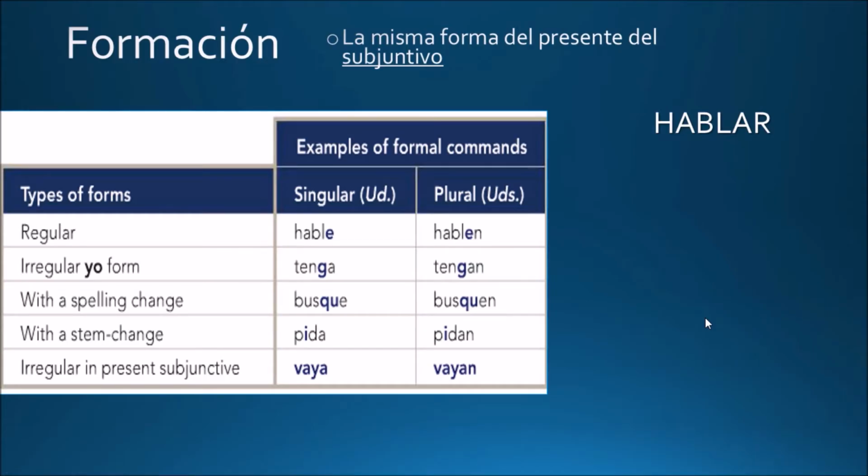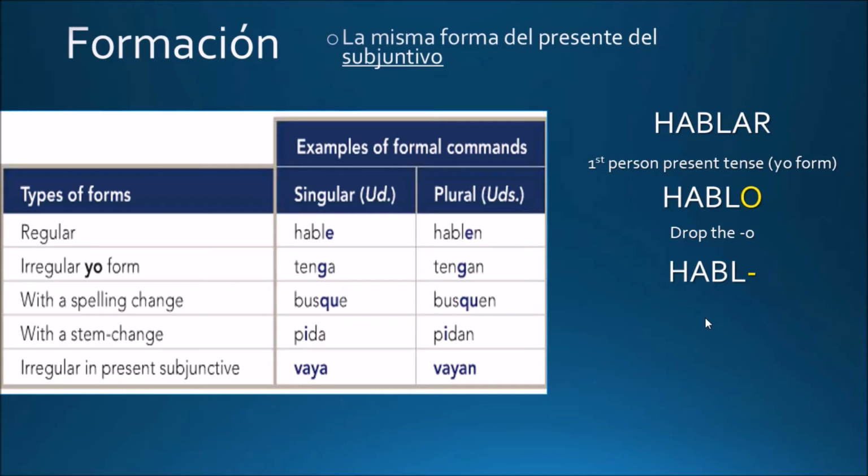Our first step is go to the first person present tense yo form. First person present tense of the indicative yo form, basically the first verb conjugations you ever learned in Spanish class, would be hablo. Yo hablo. So we took off the AR, add a O. That's our first person present tense yo form. Why do we do this? It's just step by step, because next we're going to drop the O and we're left with this stem.